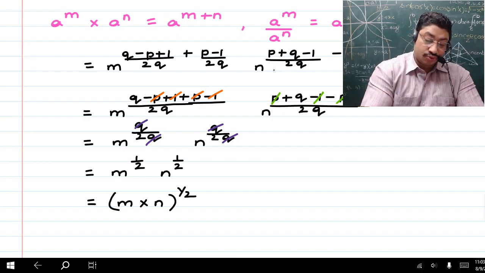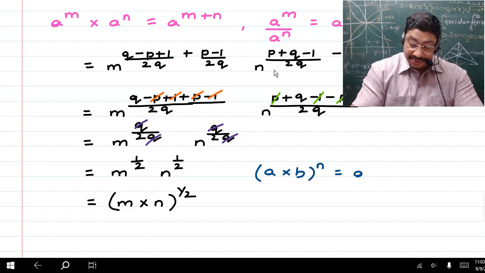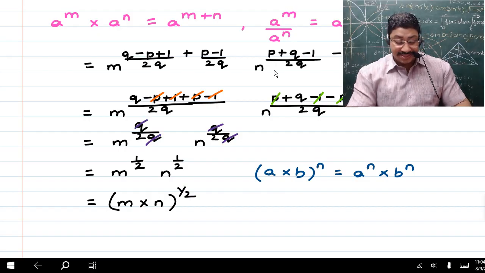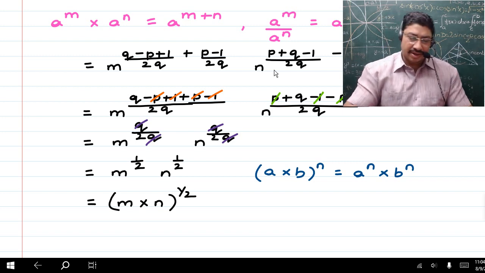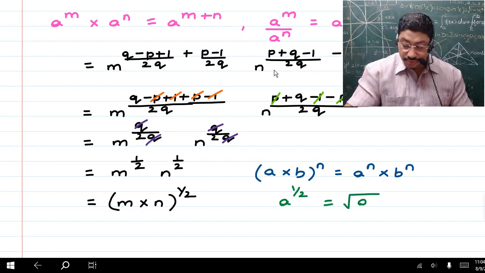Now here I would like to tell you two facts. The first is this, that if you talk about a multiplied with b, whole raised to the power n, then that becomes equal to a raised to the power n into b raised to the power n, right? And similarly, the other rule that I want to discuss is that a square root means the power is 1 upon 2. So if we talk about some a whose power is 1 divided by 2, then that actually means that is the square root of a.